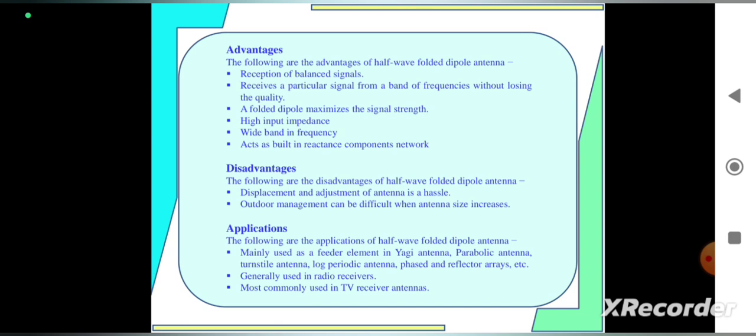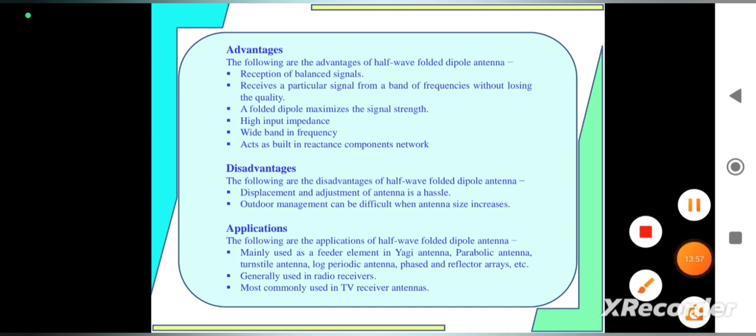Next, applications. These are the applications we are going to explain now. It is mainly used as a feeder element in Yagi-Uda antenna, parabolic antenna, turnstile antenna, log periodic antenna, phased and reflector arrays, etc. We are going to study these in unit 4. These are the applications we are going to see. Next application is generally used in radio receivers, and most commonly used in TV receivers.